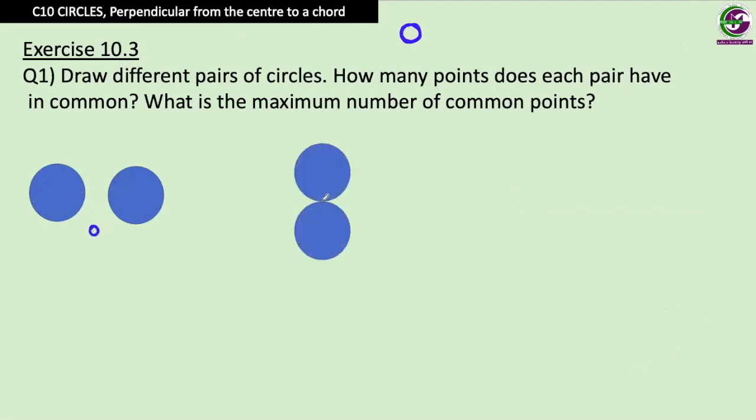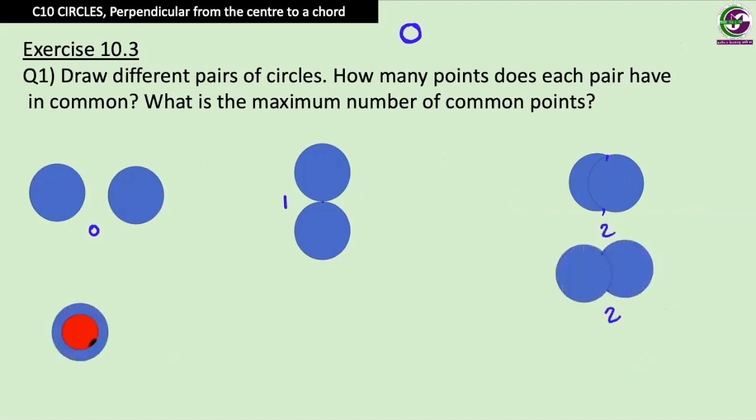Here we have just 1 crossing point, so it is 1 common point. Here we have 2 common points. Again, we have 2 common points. Here we have no common points. Again, 1 common point. So the maximum you can have is 2 common points between 2 circles.